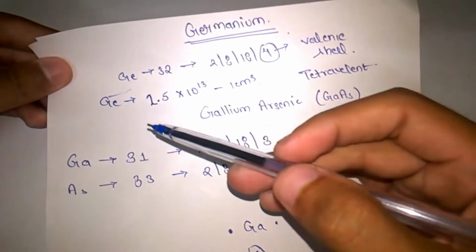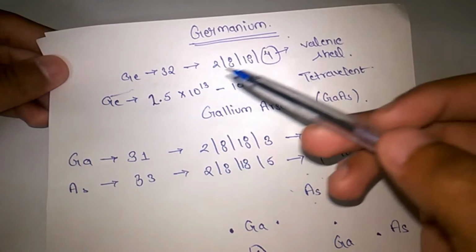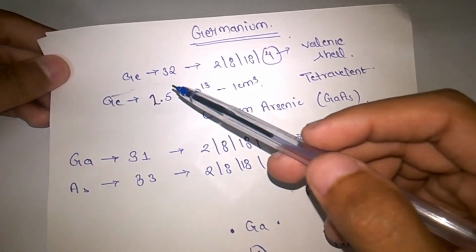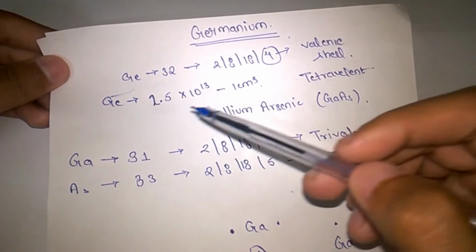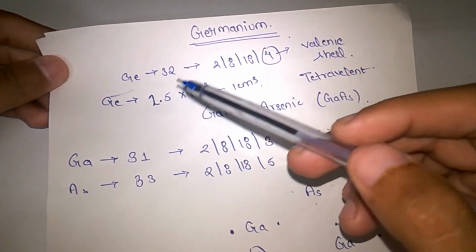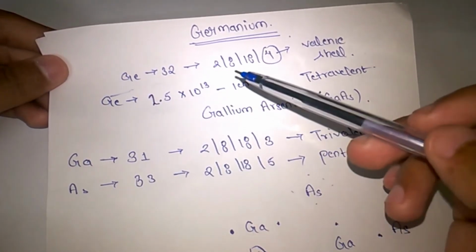Germanium has 2.5 into 10 to the power 13 atoms in a 1 centimeter cube volume. This is a very large value, and it is the greatest value among all three substances. Means in silicon, germanium, and gallium arsenide, germanium has the highest number of atoms per centimeter cube volume.